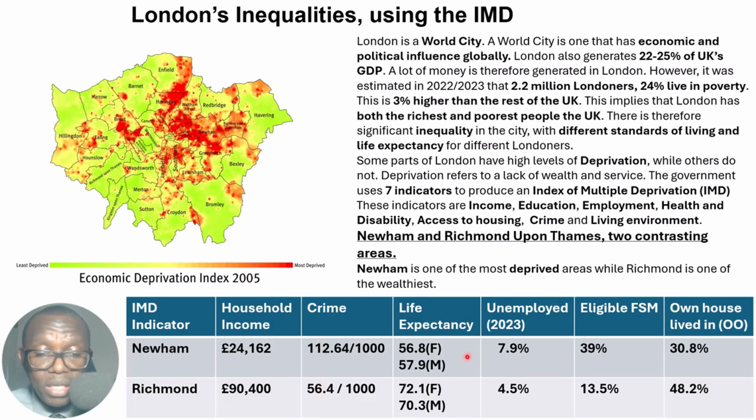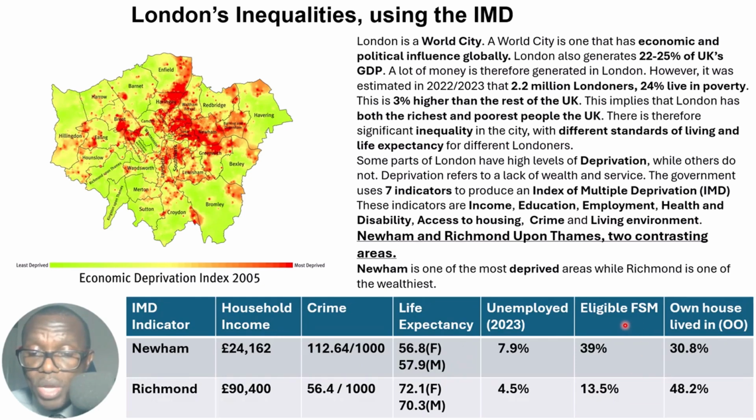Then life expectancy for females in Newham is 56.8. In Richmond, it's 72.1. That's quite significant, okay. And then for males in Newham, life expectancy is 57.9, and in Richmond, it's 70.3. And then in terms of unemployment in 2023, these are figures that I got for 2023, in Newham, unemployment is at 7.9%, and Richmond is at 4.5%. And these here, actually, as you can see, are explaining why there are such disparities between the 2 areas here.